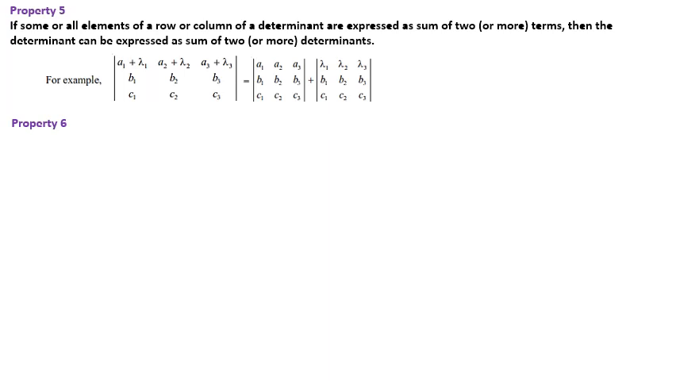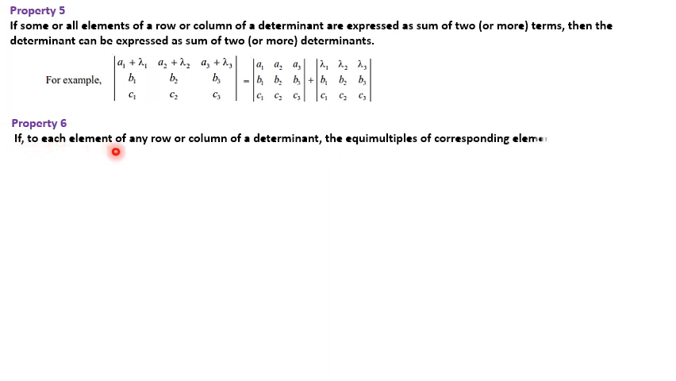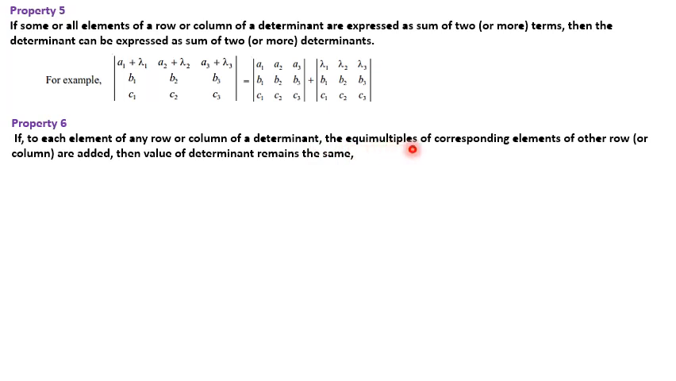Next, property number 6. This is a little bit difficult to understand. If to each element of any row or column of a determinant, the equimultiples of corresponding elements of other row or column are added, then the value of the determinant remains the same. Once again, to each element of any row or column of a determinant, the equimultiples of corresponding elements of another row or column are added, then the value of the determinant remains the same.